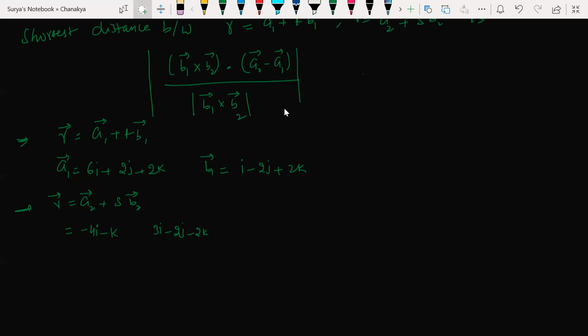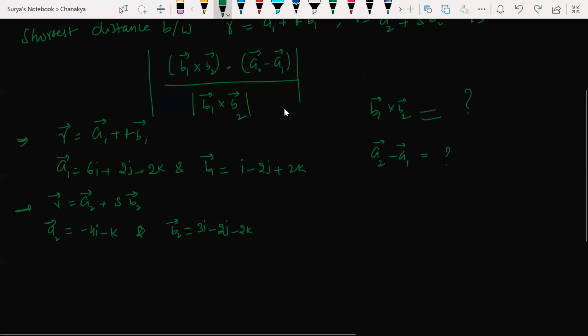Okay, let us write as we wrote in the first one. This is A2 and B2. So basically, what are the things we need now? We need B1 cross B2, and we need A2 minus A1 as well. If you know this, after that I can find the magnitude very easily.